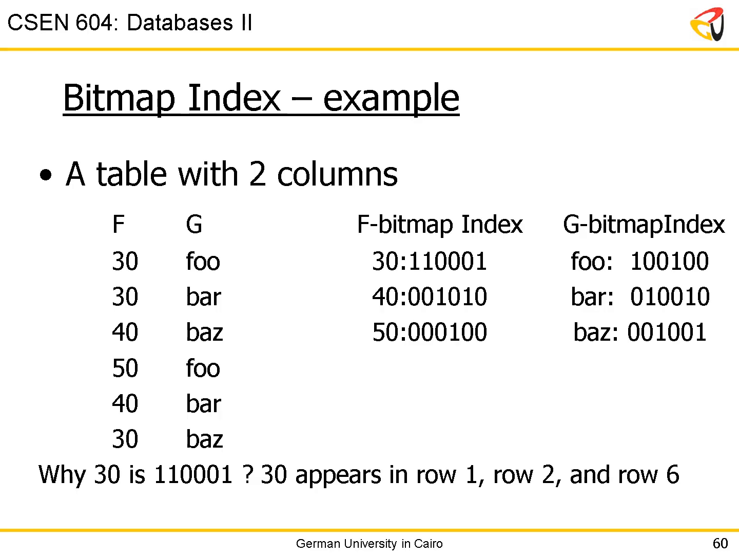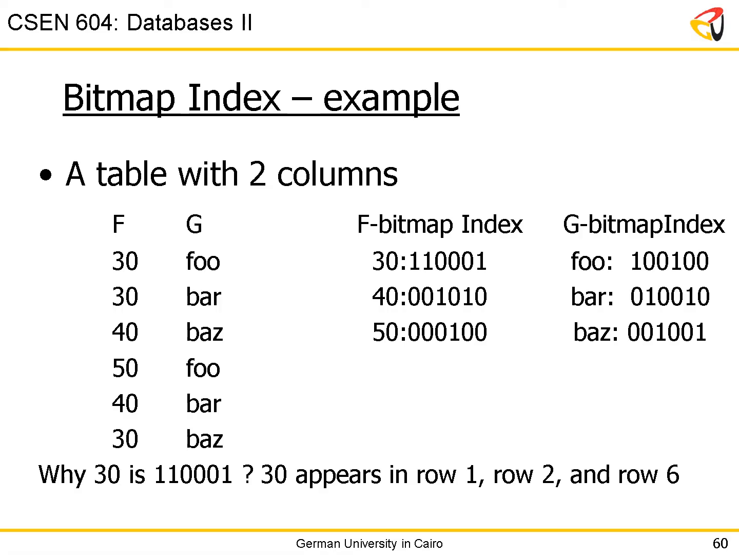So I have 3 30s, but I'm just going to build a bitmap for 30. And I have 2 40s, I'm going to build a bitmap for 40. And I have a 50, I'm going to build a bitmap for that. That's what you see on the right side. Now, what's inside the bitmap, which is the sequence of bits? I will put a 1 every time 30 appears. So I'm assuming here I'm going to number the rows from top to bottom, and row number 1 has a 30, so I put a 1 there.